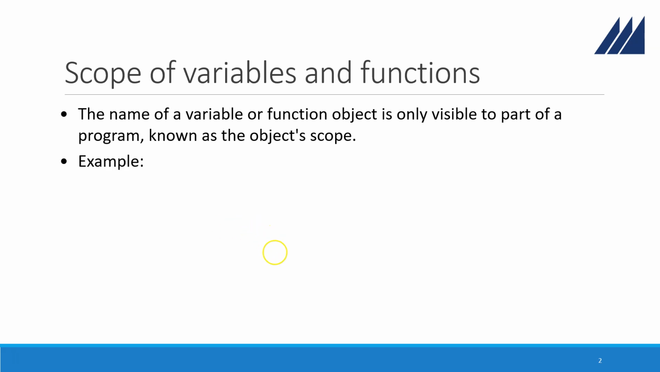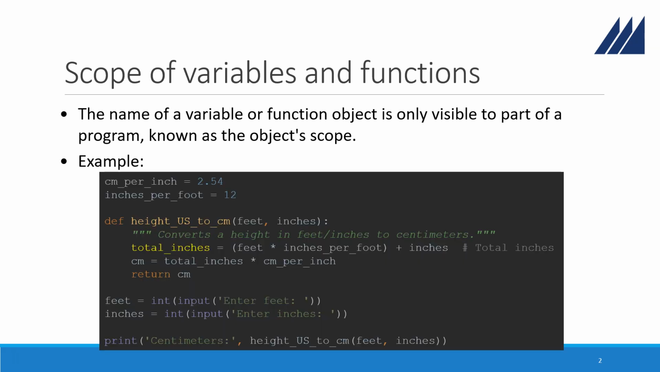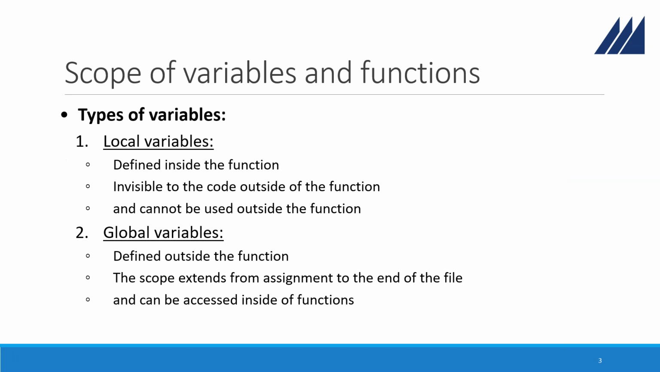Okay, so let's take a look at this example, and this example is going to explain to us what the scope of the objects that we have is. We're going to follow this example during this video. As you see over here, we have different types of variables. We have variables outside the function, like feet, inches, centimeter per inch, and so on and so forth. And we have some variables like total inches, which is inside the function. And we're going to talk about these different types of scopes that we have when it comes to variables and objects.